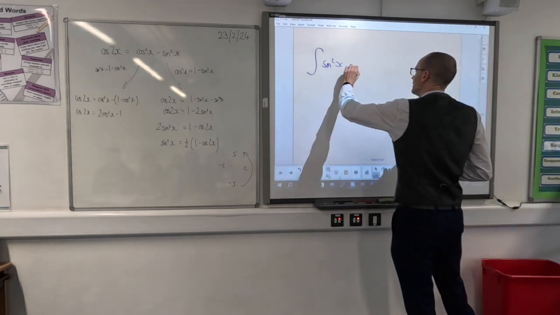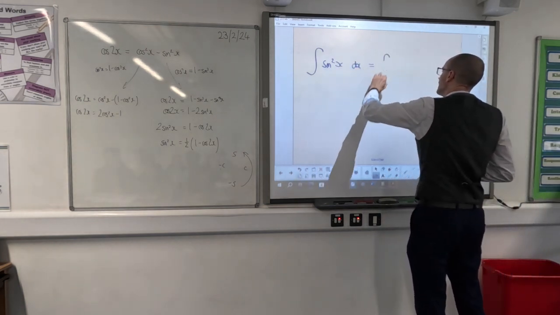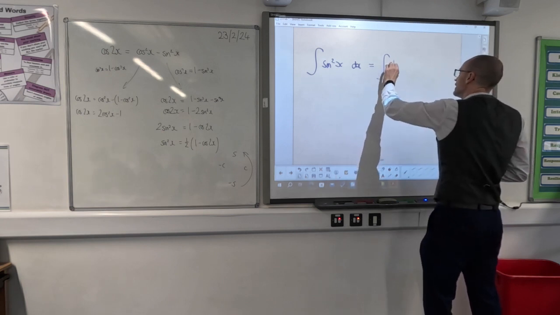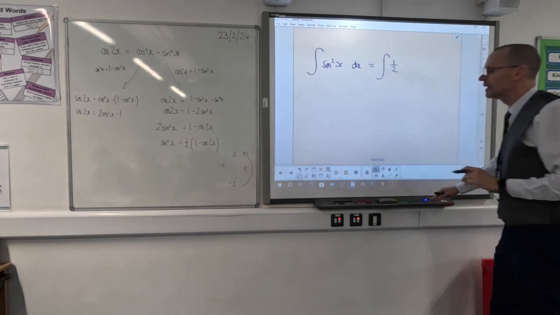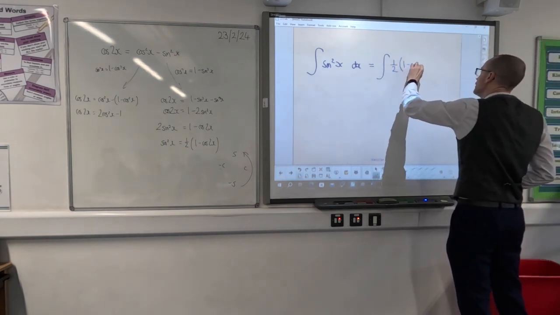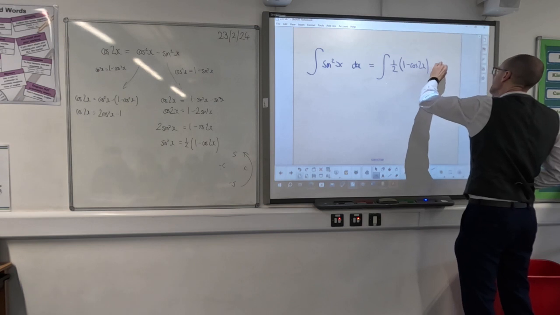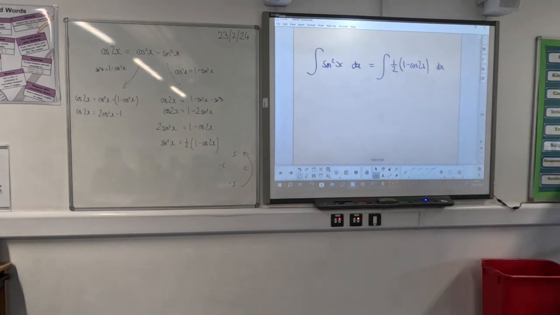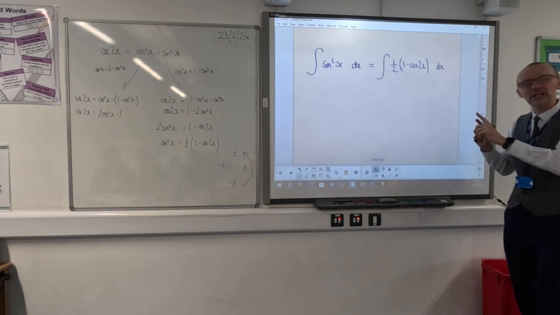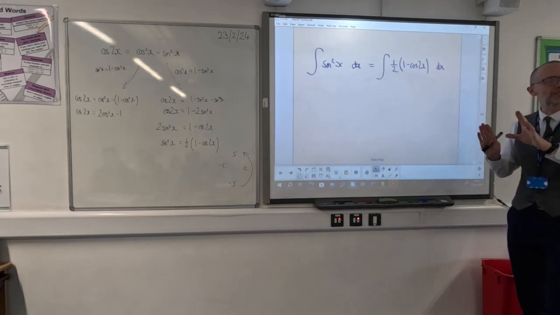Okay, so we're rewriting, this isn't integrating yet, we're just rewriting it. We're rewriting as a half of 1 minus cos 2x. If you wrote a half minus a half cos 2x, then you got it absolutely right. But this a half is effectively a coefficient. We know it's going to pass through unchanged.